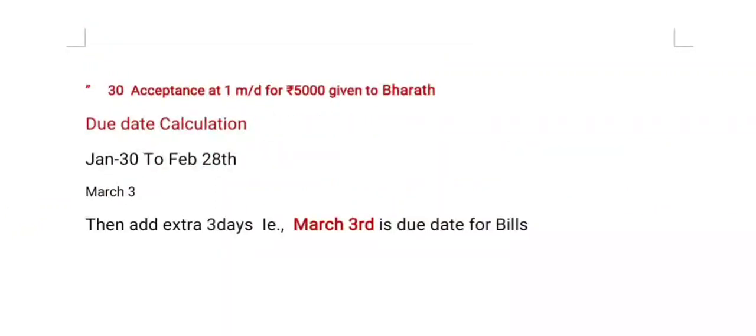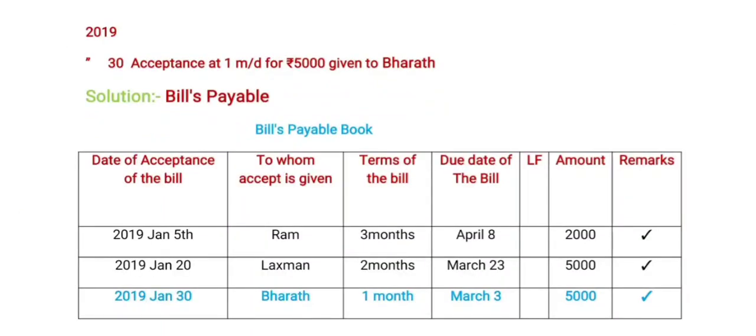Here for the calculation of due date, it is Jan 30 to Feb 28. It is 1 month. Then 1 month is completed. Then add extra 3 days, that is equal to March 3rd. It is the due date for the given particular bill. We are going to record this date as the due date. Now coming to the date column, it is 2019 Jan 30. Now coming to creditors, his name is Bharat. Now coming to the terms of the bill, it is 1 month. The due date of the bill we have already calculated. It is 3rd March. Now the amount is 5000. There is nothing related to remarks.